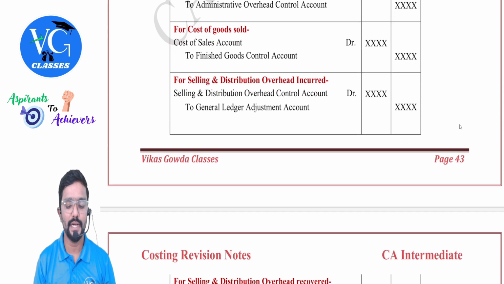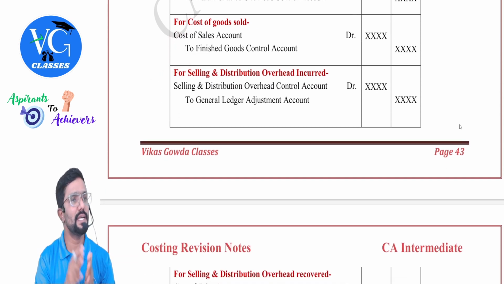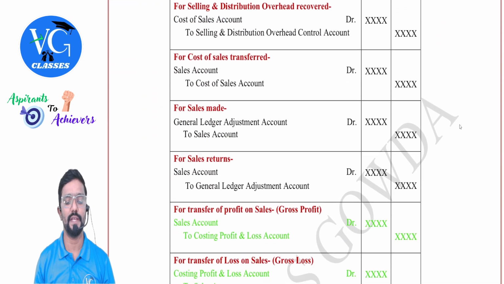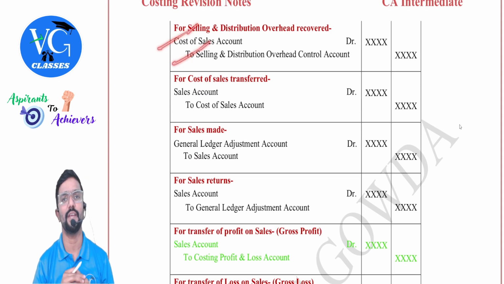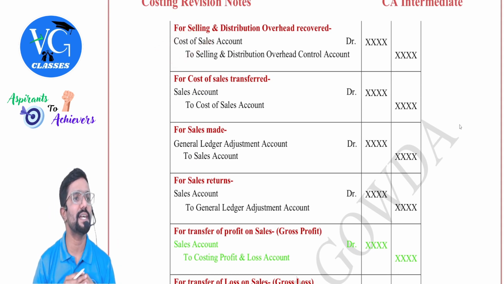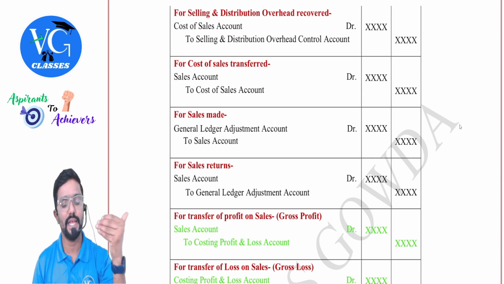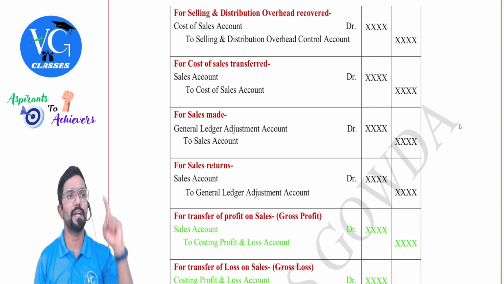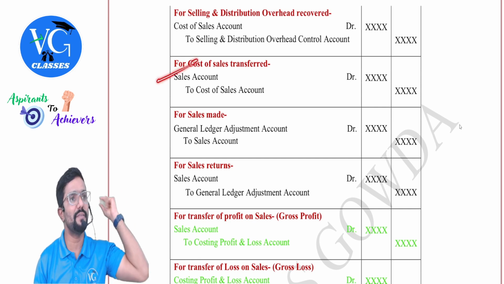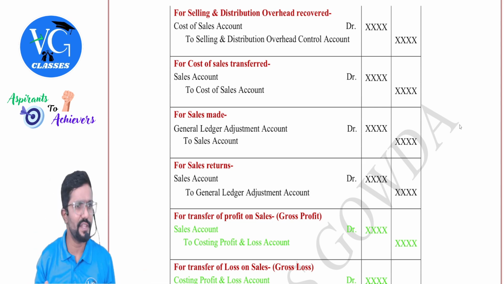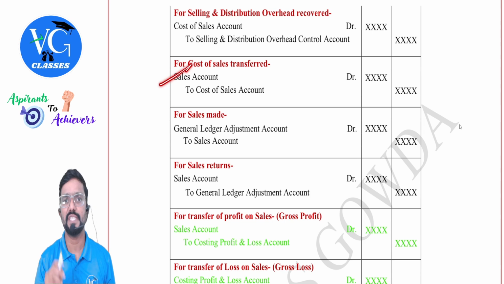Okay. Then selling and distribution already incurred. Selling and distribution to general ledger. Then who is absorbing it? Cost of sales. So debit the receiver, credit the giver: cost of sales to selling and distribution. Yes, sir. Then cost of sales transferred. Where are we transferring it to, sir? Sales. So sales to cost of sales. I told you alternatively we can transfer straight away to costing P&L also. Clear? Yes. But here I am following the sequence where I am opening even the sales account. So sales to cost of sales.